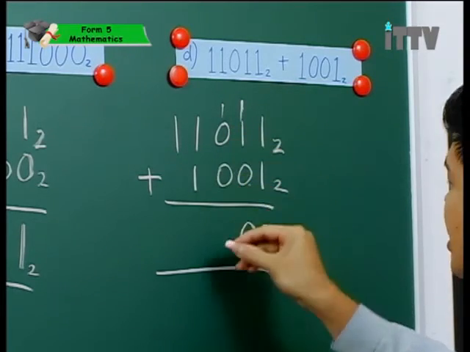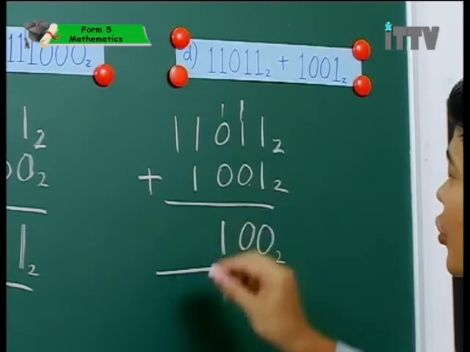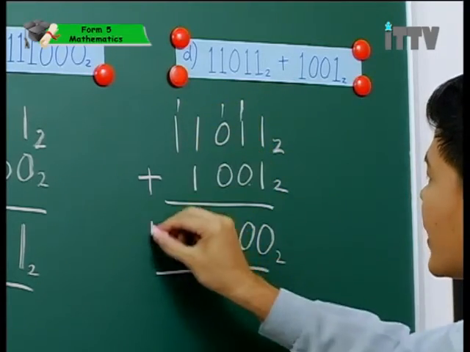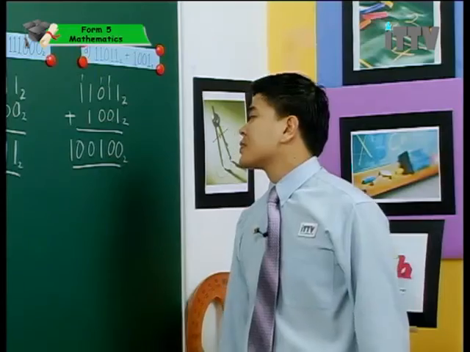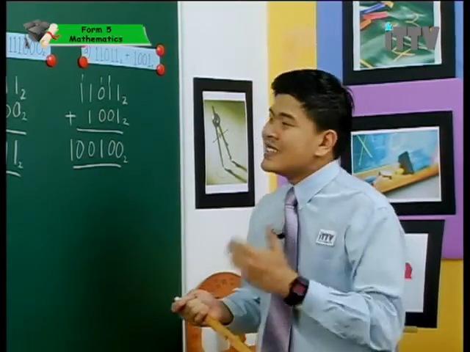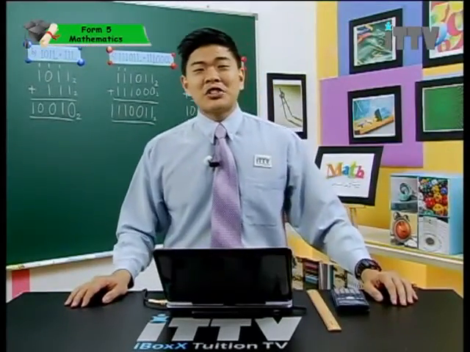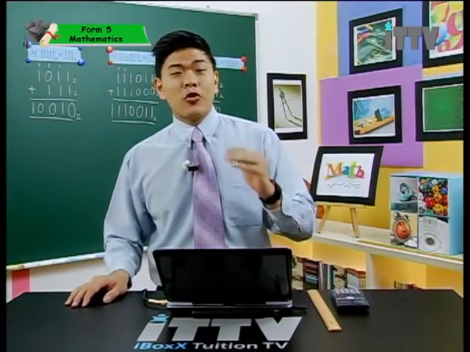1 plus 0 plus 0 is 1. Okay, nothing to bring over. 1 plus 1 is 1, 0. 1 plus 1 is 1, 0. So the sum is easy. Addition is a very fun process. So for addition, the rules are there.